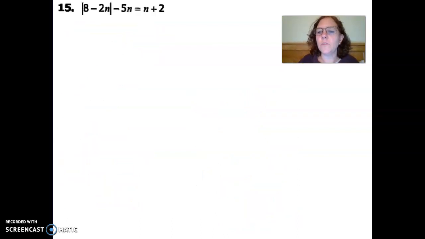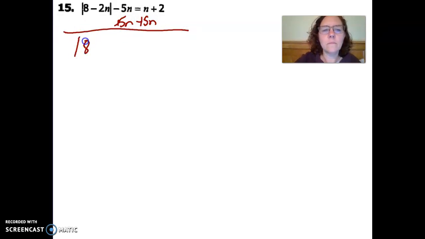Okay, let's do this one. You'll notice immediately that this one is different because I have an n on both the left and the right. But we're still going to do those same 4 steps. Isolate the absolute value first. 5n plus 1n is 6n.